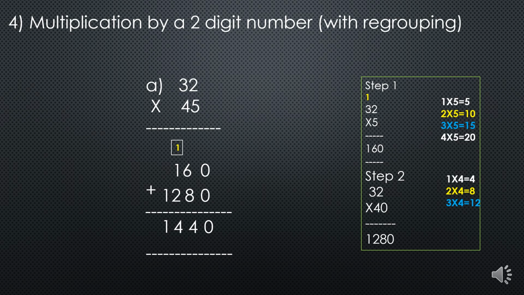When you multiply 32 by 40, first we can write the 0 at the rightmost place. Then we can multiply 32 by 4. 4 2s are 8 and 4 3s are 12. So what is the answer we are getting? 1280. When you multiply 32 by 5, you will get 160, and when you multiply 32 by 40, you will get 1280. Next, we want to add the two products.